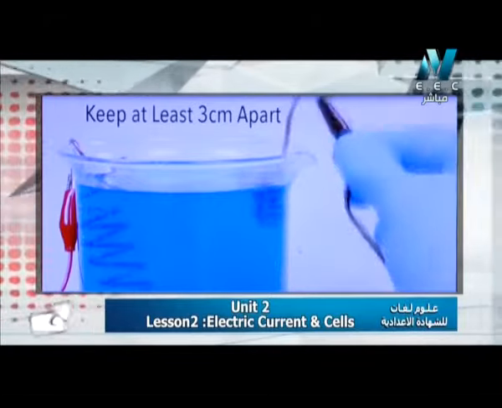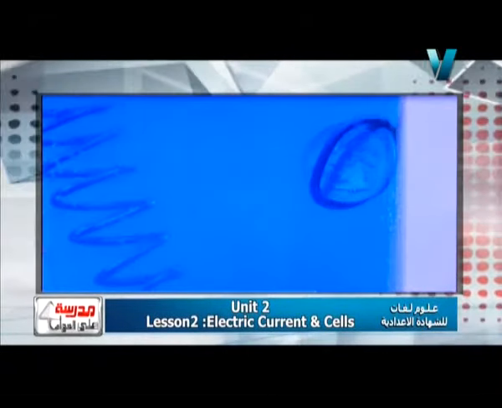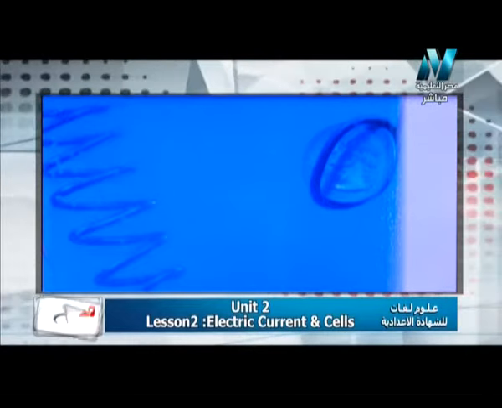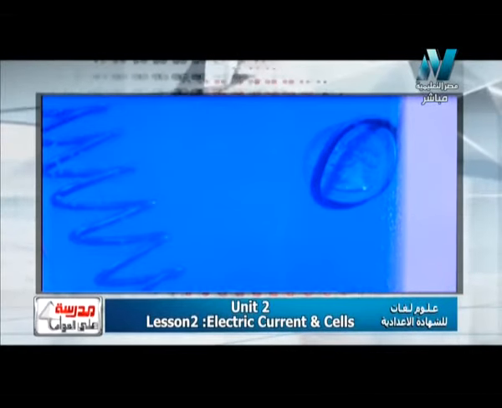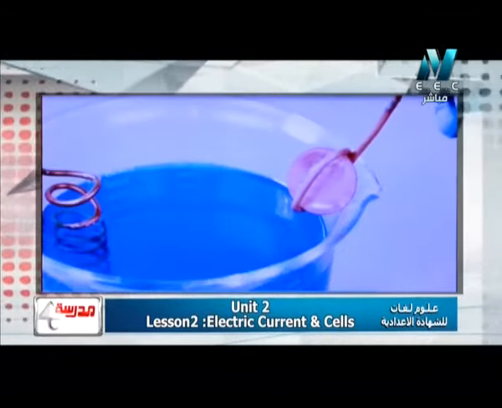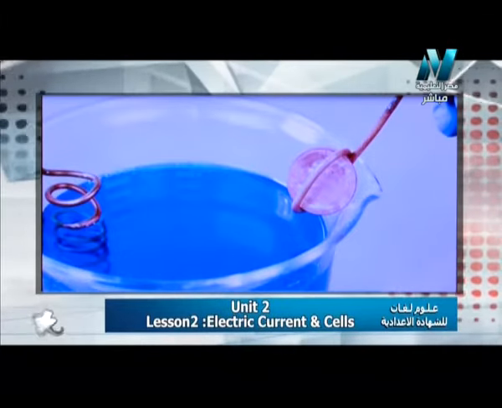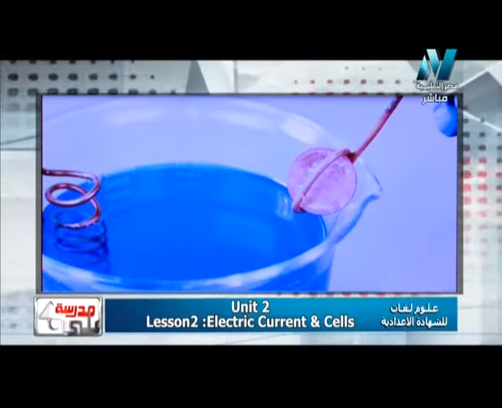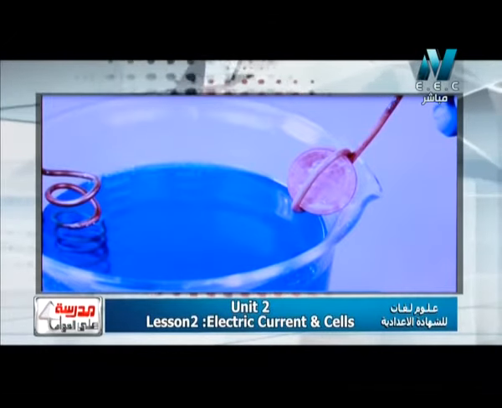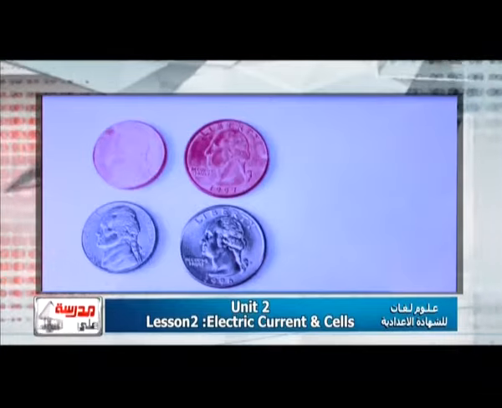And on the other side we put the coin here. The coin has a silver color. After a while, بعد فترة, we can see the coin is painted with copper. So we use direct current in electroplating, as you see in front of you. Okay.